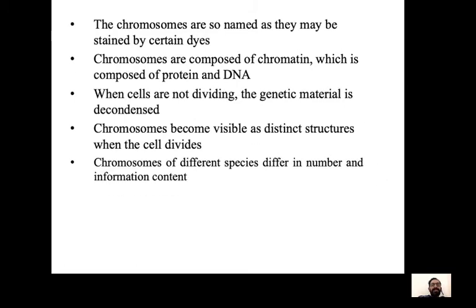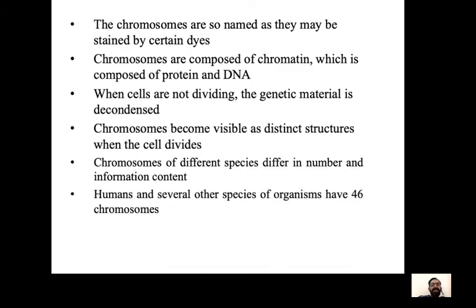So different species, we know, have different numbers of chromosomes. For example, in human we have 46 chromosomes, or 23 pairs. Similarly, in cow we have 30 pairs. And similarly, in different species the number could be different. Human and some other species do have the same number of chromosomes, that is 46.